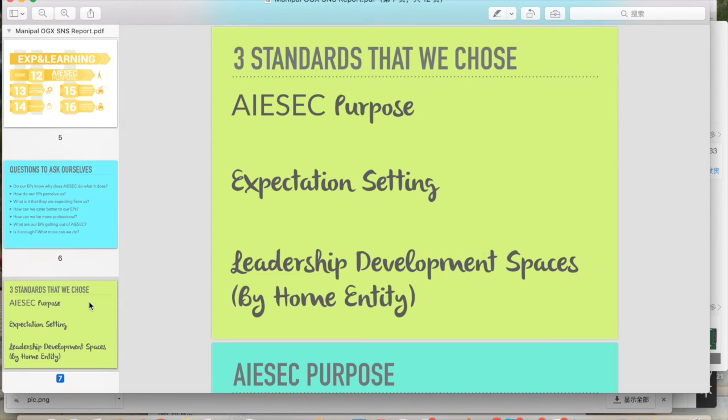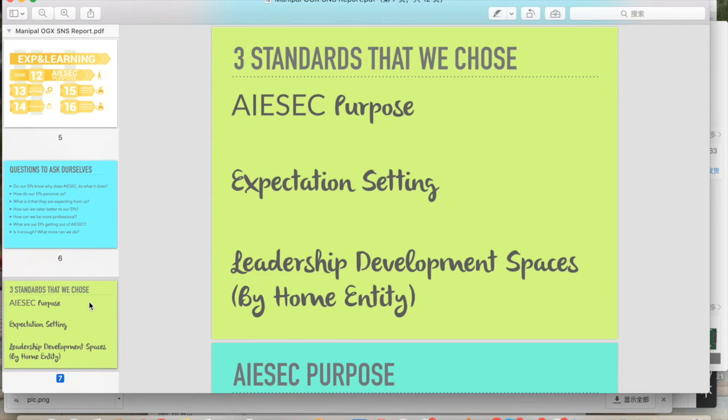And from all the questions, they got to know the answer, that some of the SNS hasn't been delivered well. So they chose 3 focuses for the SNS. First is ISEC purpose. Second is experience setting. And third, leadership development space by home entities.